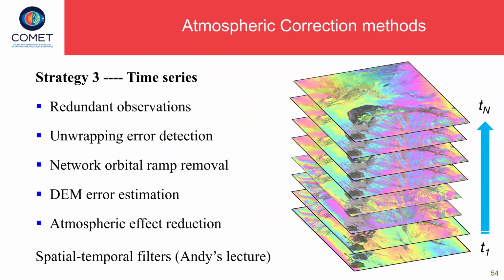Okay, the third strategy is to do the atmospheric correction in time series. If you have a time series of interferograms, not only one interferogram, but tens or hundreds of interferograms, you can actually do much more computing to account for the tropospheric errors.